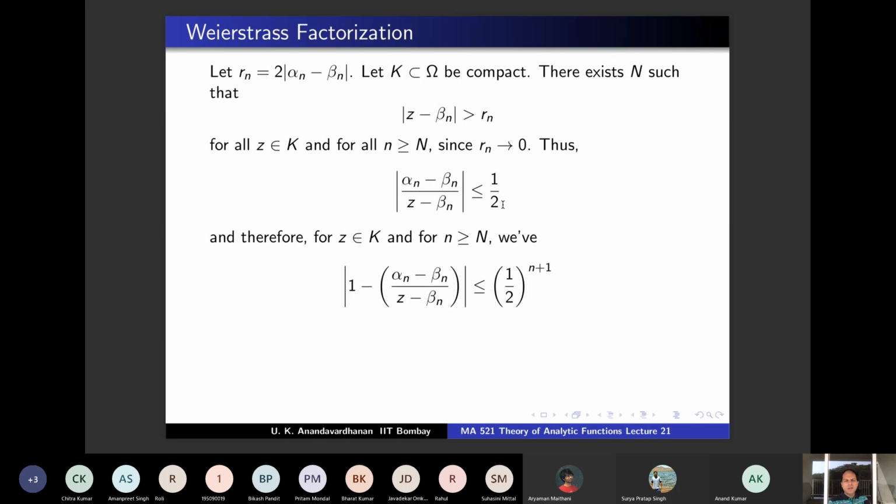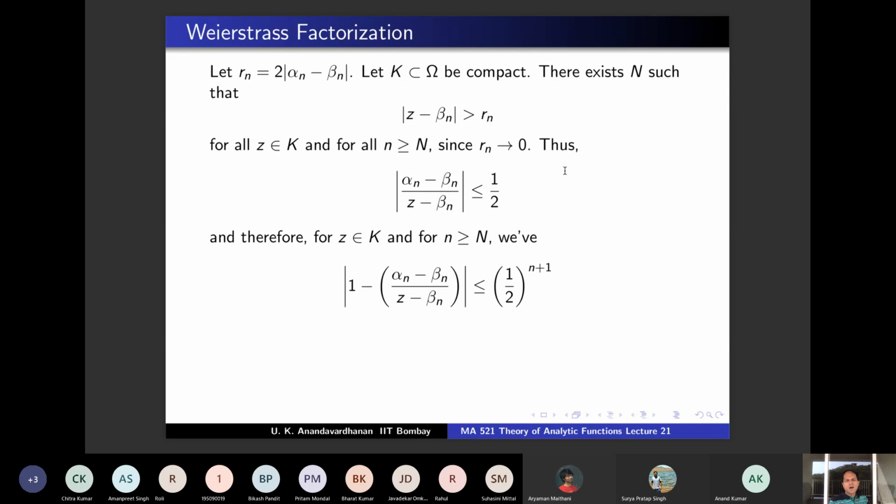And modulus of this is less than or equal to half. So this is less than or equal to half power n plus 1 whenever mod Z is less than or equal to 1. So whenever modulus of this is less than or equal to 1, but we are taking modulus of this less than or equal to half, so this is certainly true. Whenever this is less than or equal to 1, this would have been less than this power n plus 1, but you are considering this less than or equal to half, so that is certainly applicable.